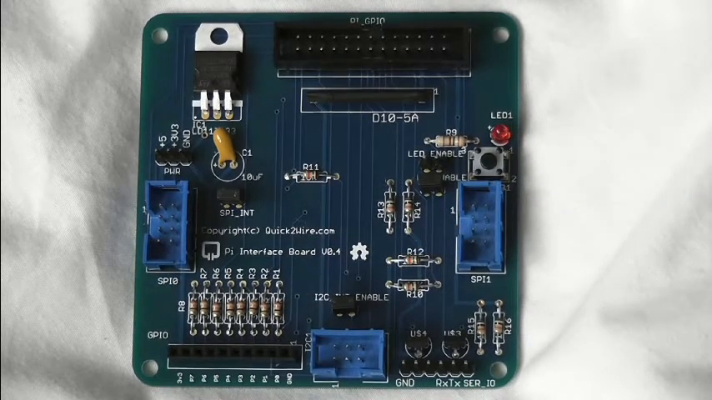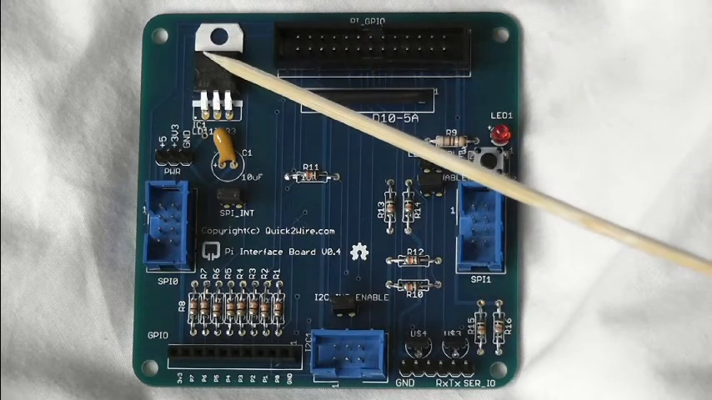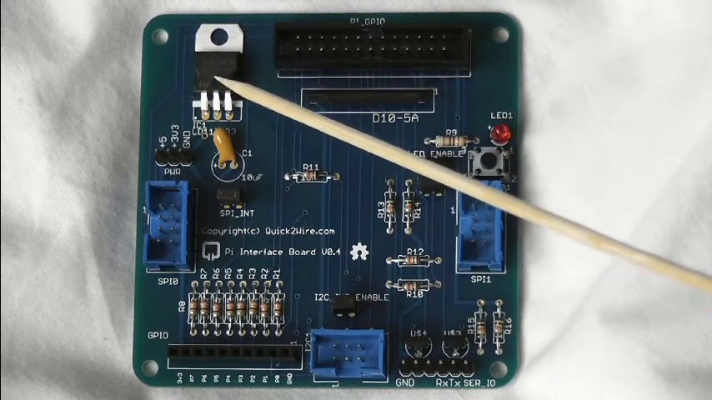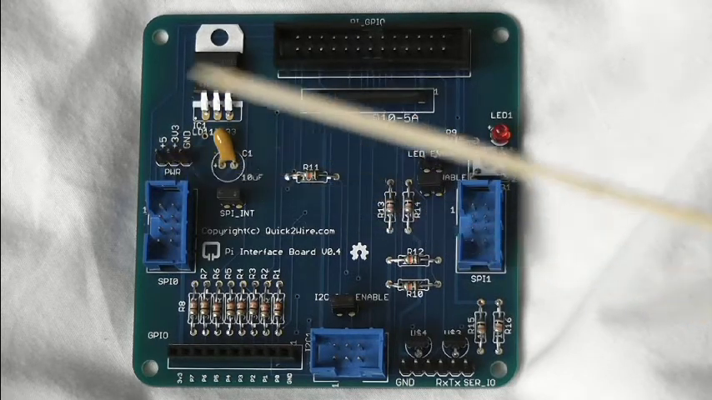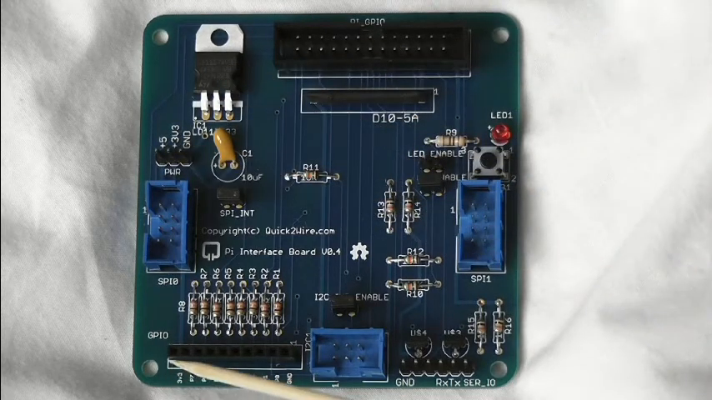330 ohm resistors. Over here we've got a regulator which gives you a 3V3 voltage supply on this pin and over here as well.